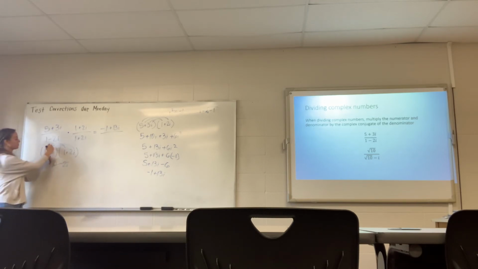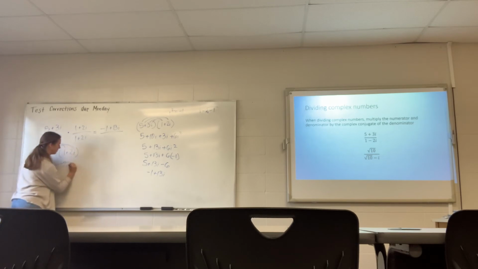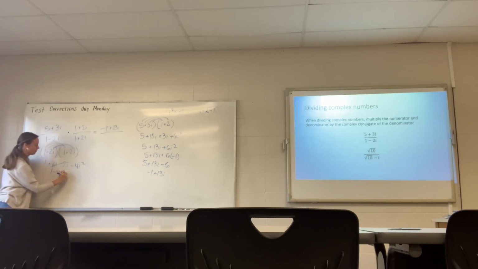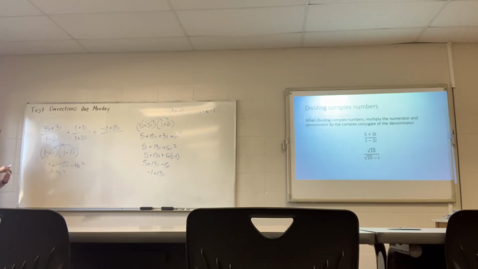The only thing we forgot, so negative 2i times 2i, that last one would be negative 4i squared. So like you said, we canceled them out, so I have 1 minus 4i squared. What can I do with that? Multiply 4 times negative 1. Yep, I can switch that out.